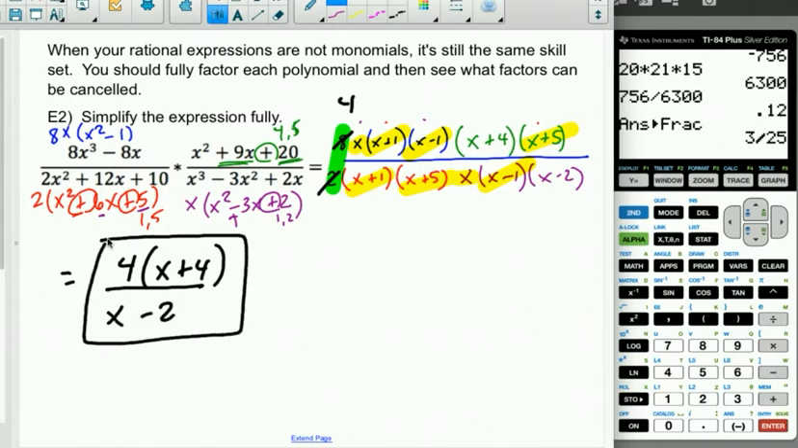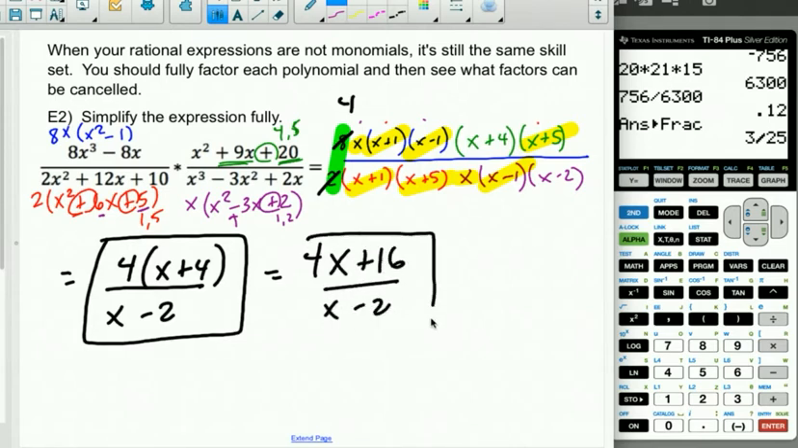Now that's the factored form. The other way to write this would be to distribute the 4 and get a 4x plus 16 on the top, which would also be totally fine. Now you'll notice that your calculator is of zero help here because you can't just multiply the numbers, you'd have to FOIL everything out. So really there's no way to use a calculator.